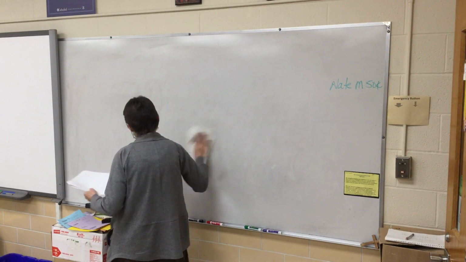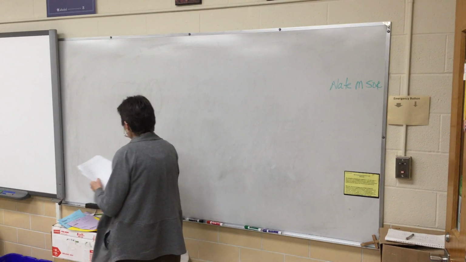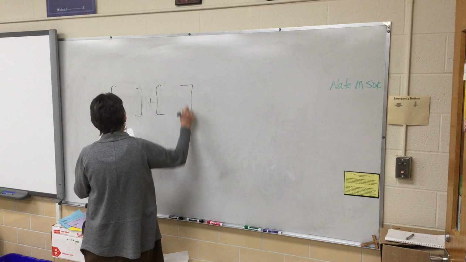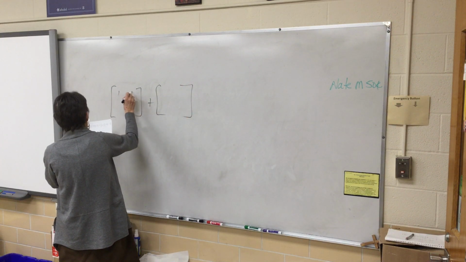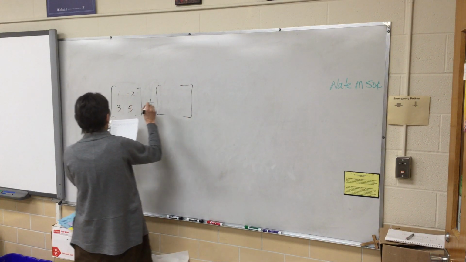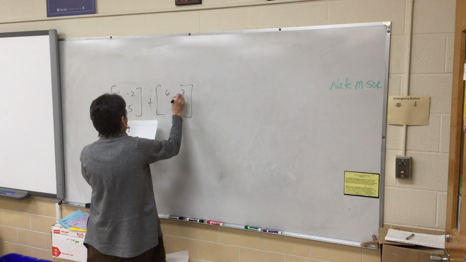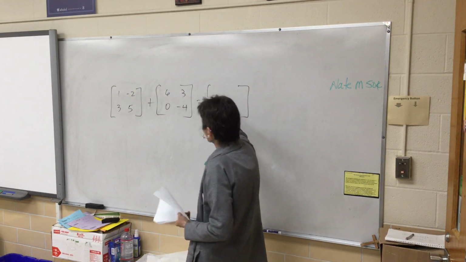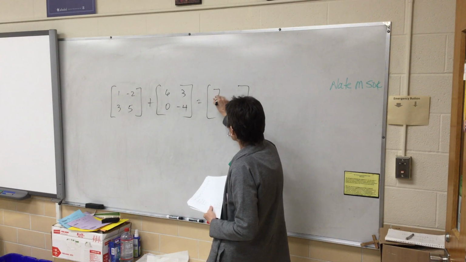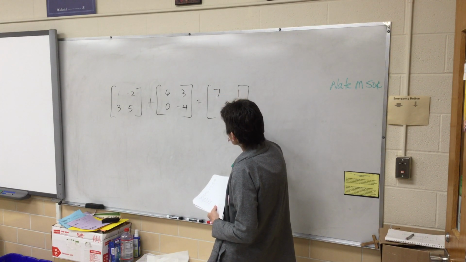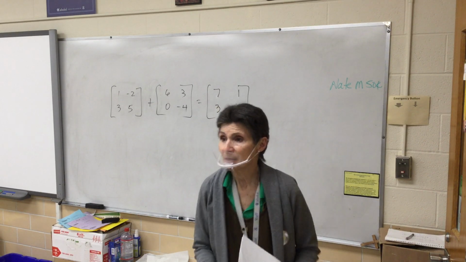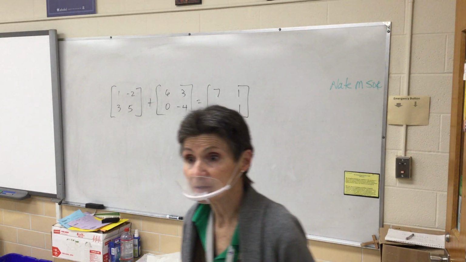And what you guess is going to be right, guys, because it makes perfectly good sense. It's the obvious thing to do if we're going to add A and B together. 1, negative 2, 3, and 5. And 6, 3, 0, and negative 4. What number's going to go right here? 7. Yep. Done. How do you add matrices? You add their corresponding entries.